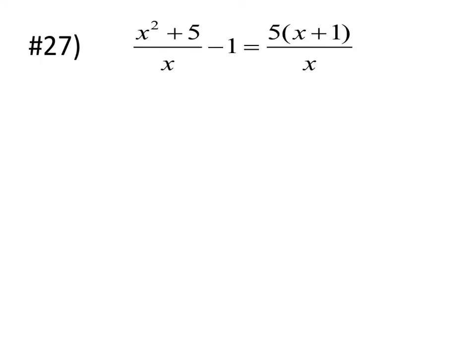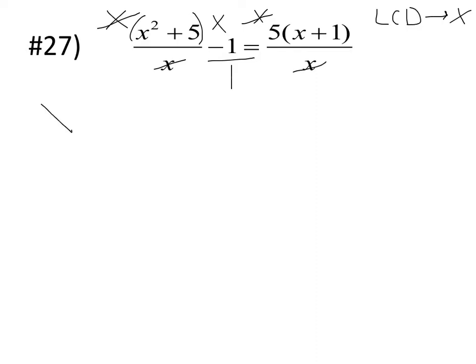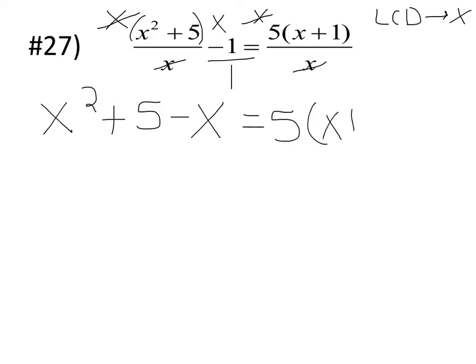All right, let's make this a fraction. And my LCD is just going to be x. You need this represented, and this represented. So I'm good with just x. So x goes here, and x goes here. Put parentheses around things if it doesn't already have it. This x and this x cancel. This x and this x cancel. So you're left with x squared plus 5 minus x, because it's 1 times x, equals 5 times x plus 1.